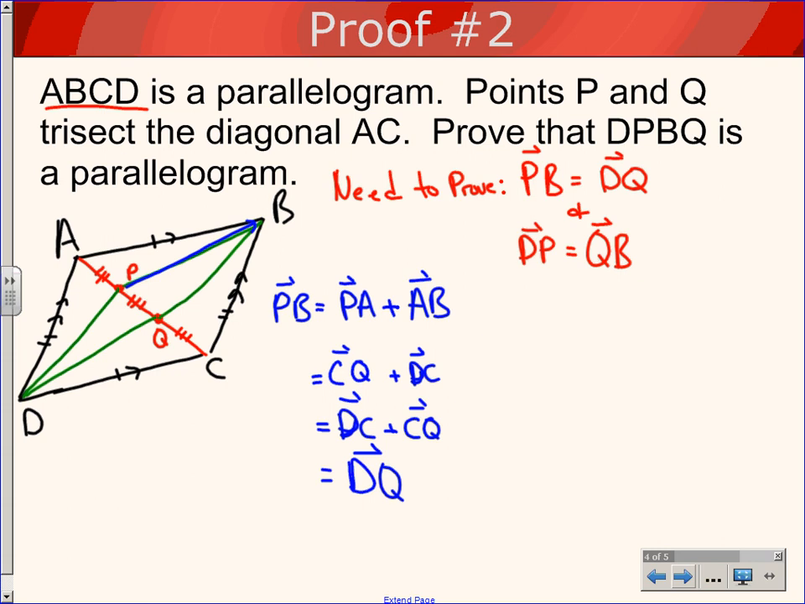Okay, so we've got that one. This one is now correct. We've proven the first statement. Can we prove the second statement? Well, it should work out exactly the same way.